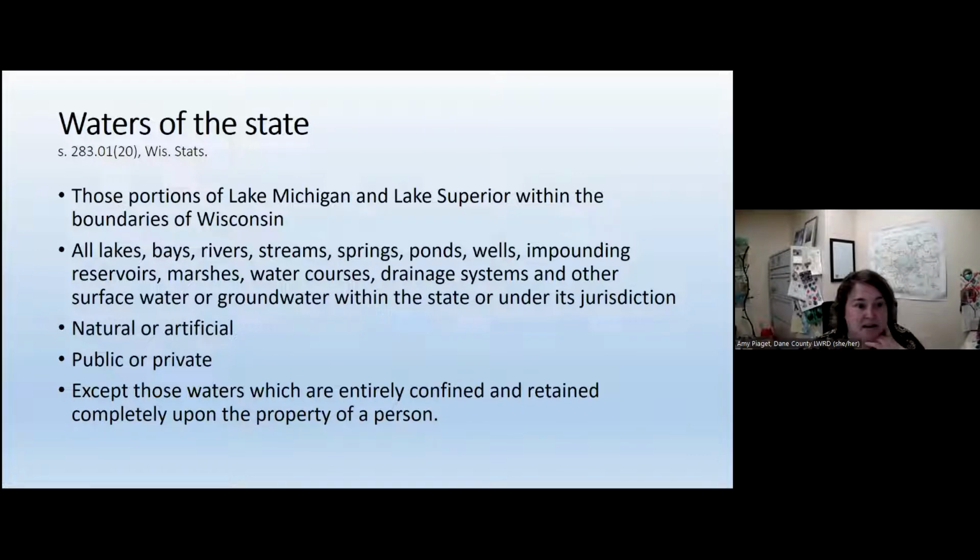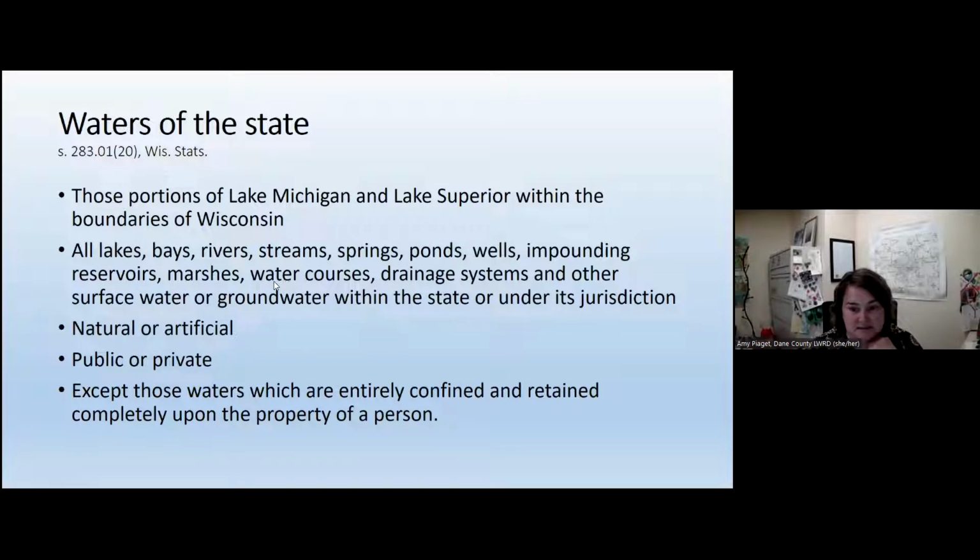These are defined in chapter 283 of the Wisconsin statutes. It includes Lakes Michigan and Superior, those parts that are within Wisconsin, all lakes, bays, rivers, streams, springs, ponds, wells, impounding reservoirs, marshes, watercourses, drainage systems, and other surface water or groundwater within the state or under its jurisdiction. So pretty much anything that you can think of as water on the surface, it includes.